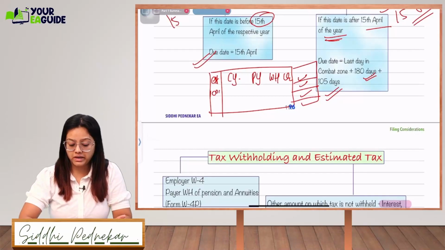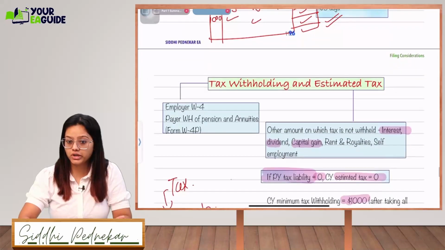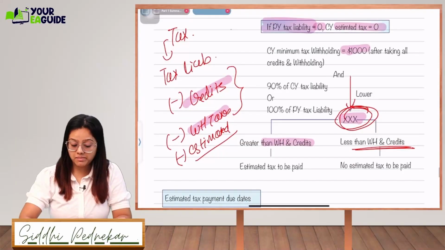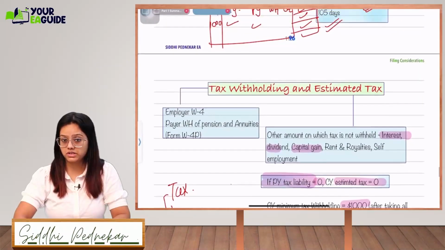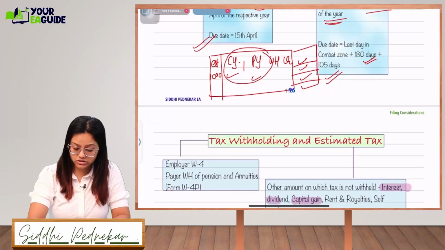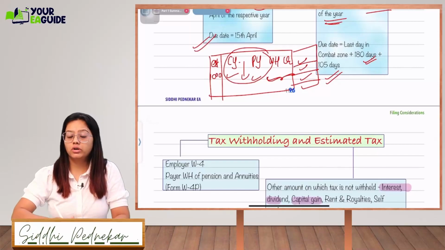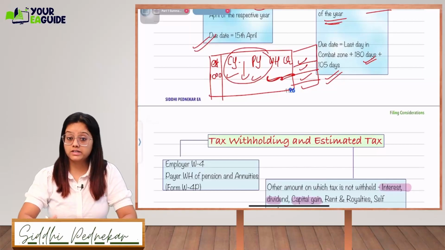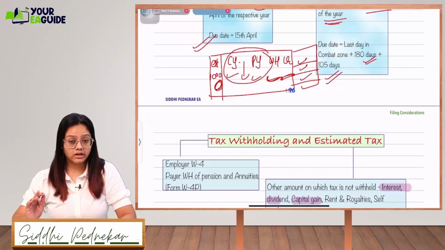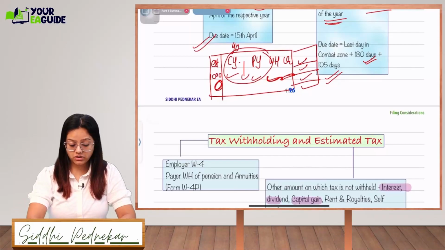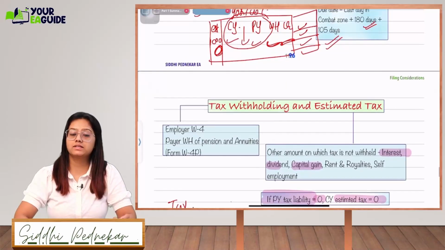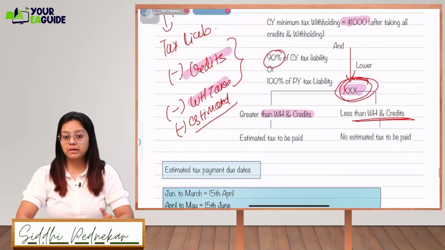Let's say $1,000 you have paid. They'll give you current year liability and previous year liability. What you need to do is take the current year liability at 90%, take the previous year liability at 100%, right? And then take whichever is lower and compare it with the total of the withholding and credits. If withholding and credits are on the higher side, and if you have paid $0 as estimated tax, then it is fine. But if withholding and credits are less than this 90% or 100%, then estimated tax needs to be paid. And if you have not paid any estimated tax, then you will be liable for an underpayment penalty.